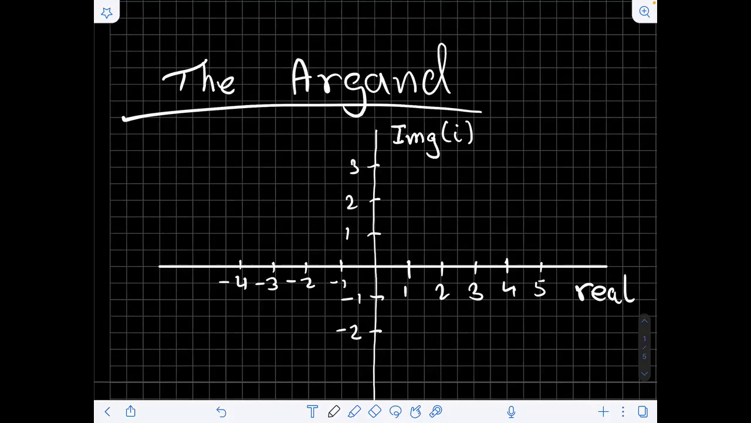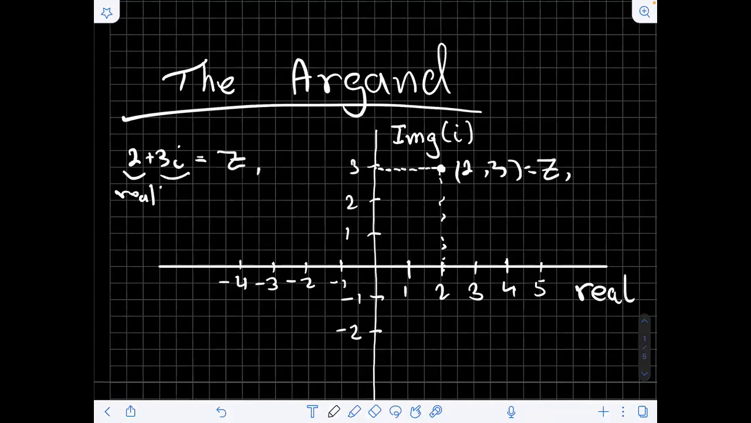For example, if we take the number 2 plus 3i, the 2 is the real part. Therefore, we go to the x-axis for the number 2. The 3i is the imaginary part, so I go to the number 3, which reflects how many i's I have. And that point, (2, 3), represents the number 2 plus 3i. This would be Z1.